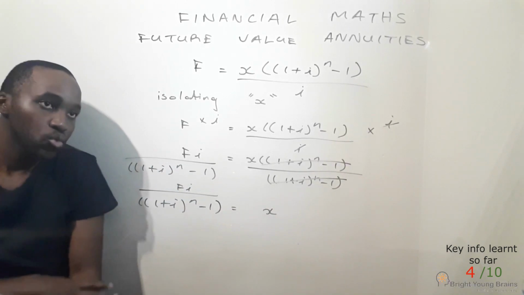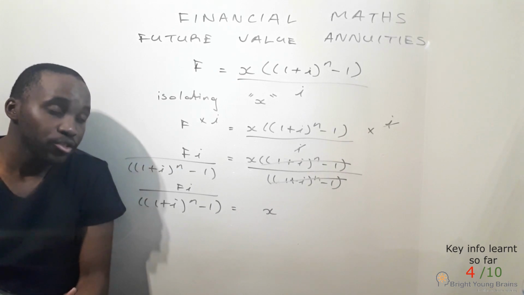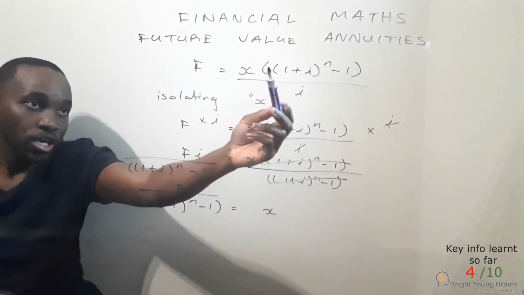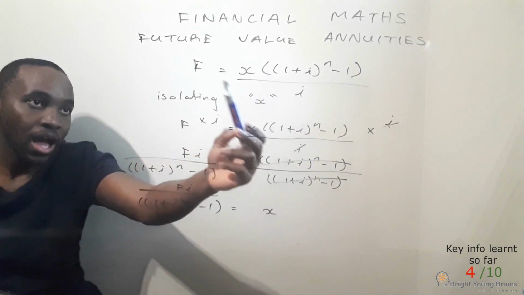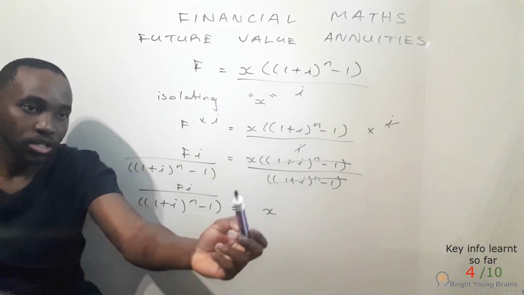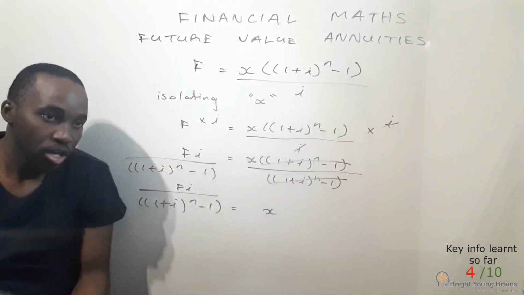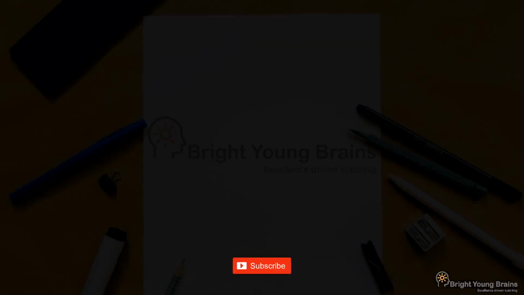Meaning if you ever need to work out your monthly installments, the first thing you may want to do for yourself is, in your main formula, isolate your value for X and then just throw in the values that you will be given there.